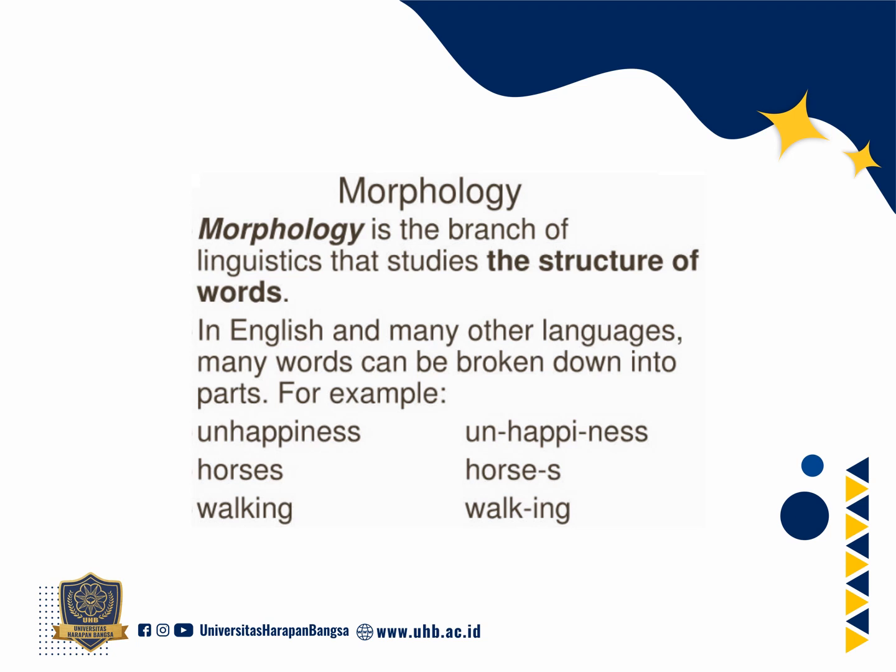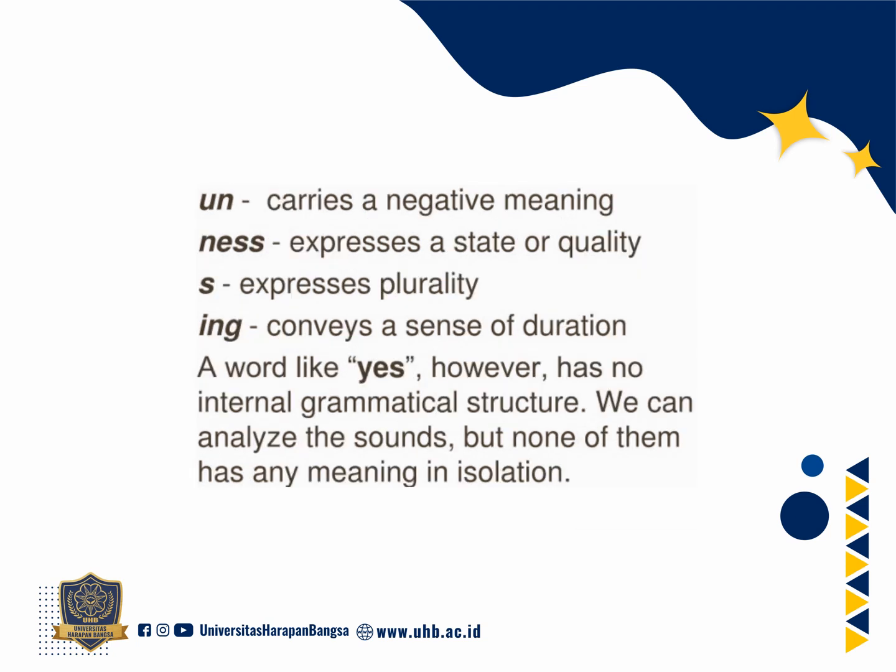For example, unhappiness, horses, horse, and walking, walk. The prefix un carries a negative meaning. Ness expresses a state or quality, and s expresses plurality. Ing conveys a sense of duration. A word like yes, however, has no internal grammatical structure. We can analyze the sounds, but none of them has any meaning in isolation.